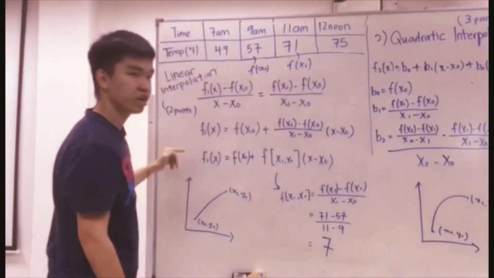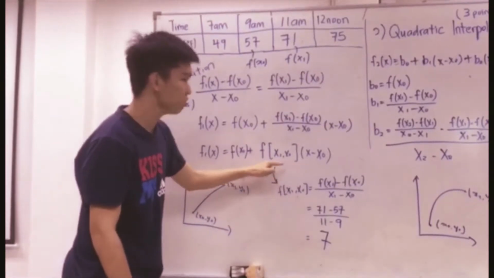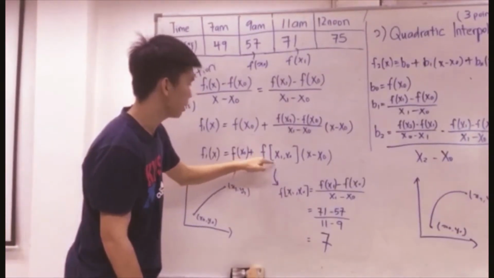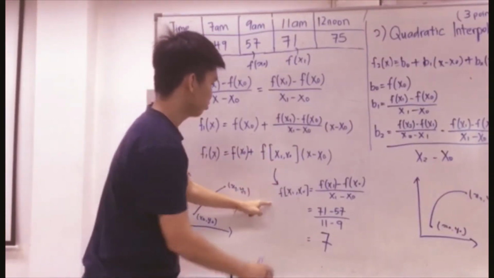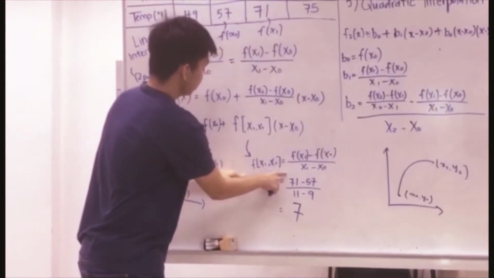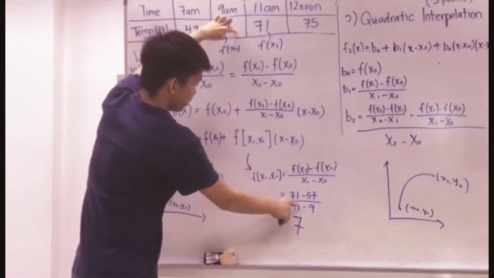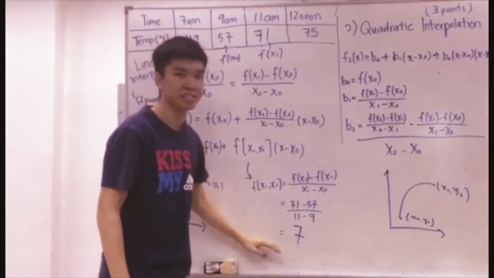So this is the general formula, and I'll teach you how to solve this. F(x1) and x1. Basically you sub the values in. So fx1 is 71, fx0 is 57, and so on and so forth. So the final answer is 7.